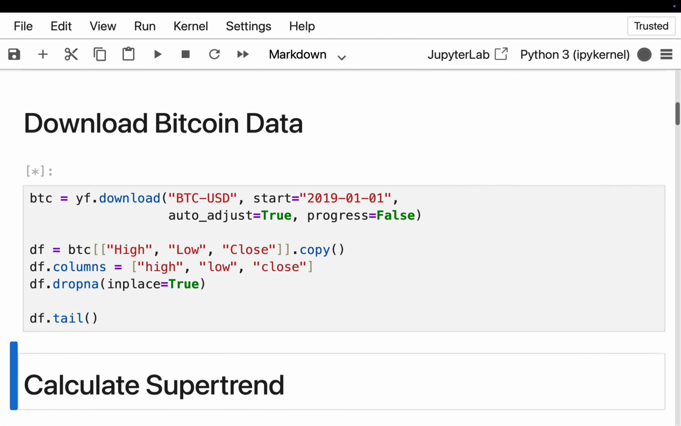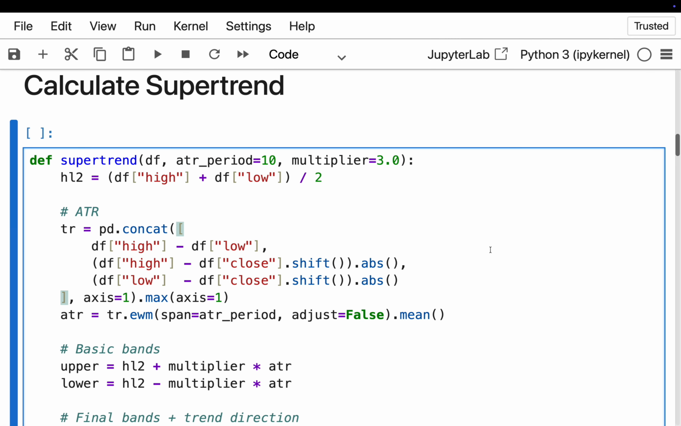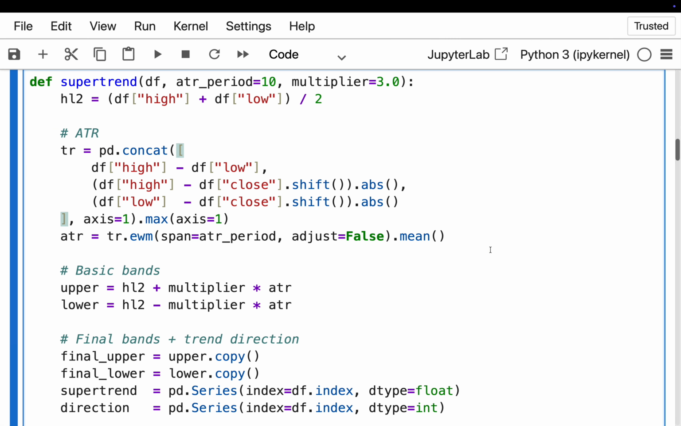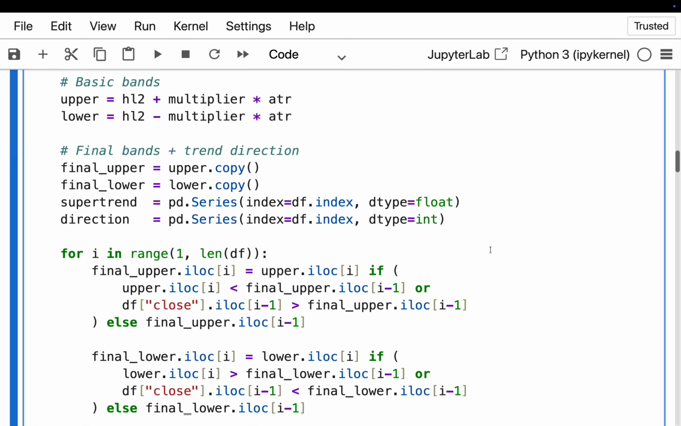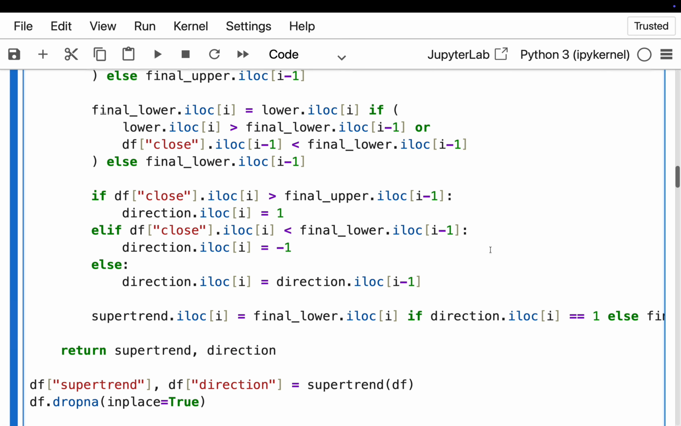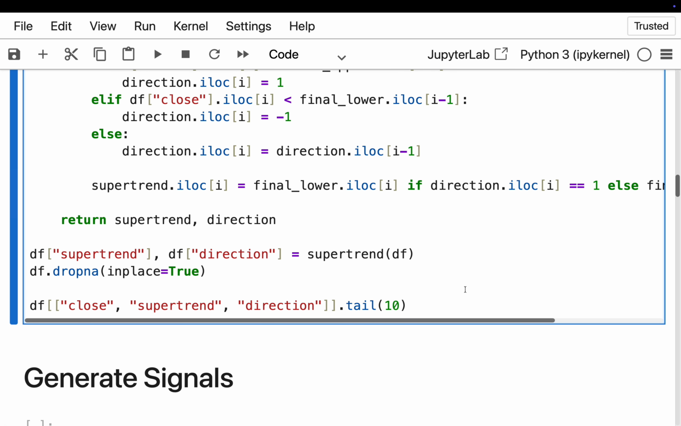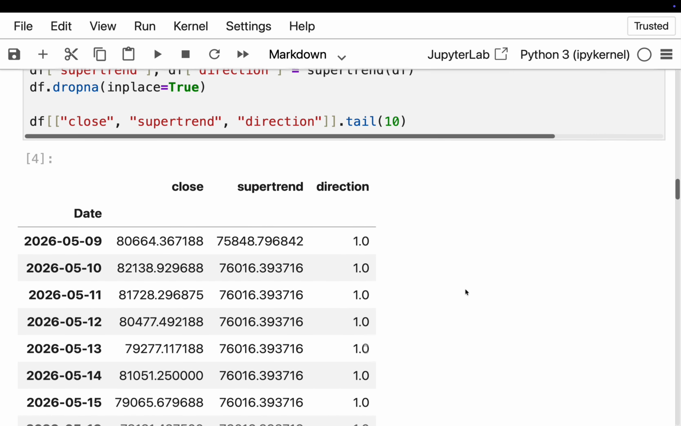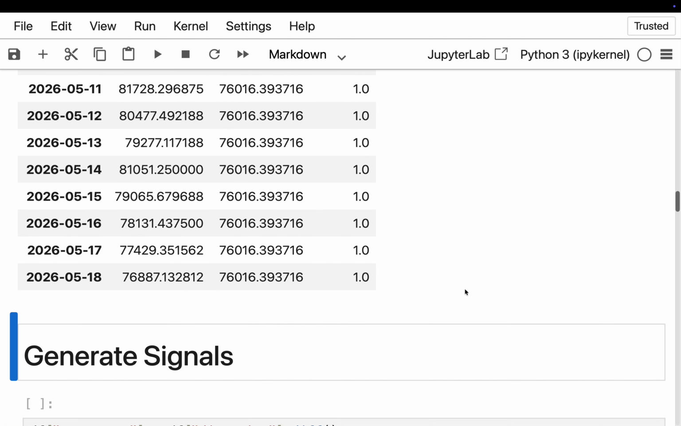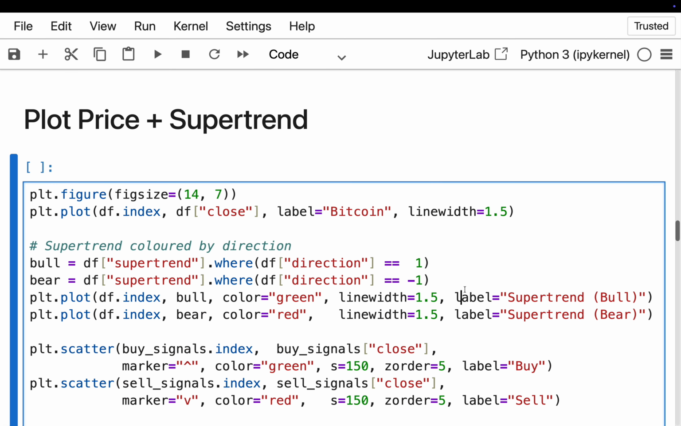First, we download the data and calculate the indicator. The Supertrend is built on ATR, average true range, which means it adapts to volatility. Wide markets get a wider band. Tight markets get a tighter one. In theory, that makes it smarter than a fixed moving average. In practice, we'll see.